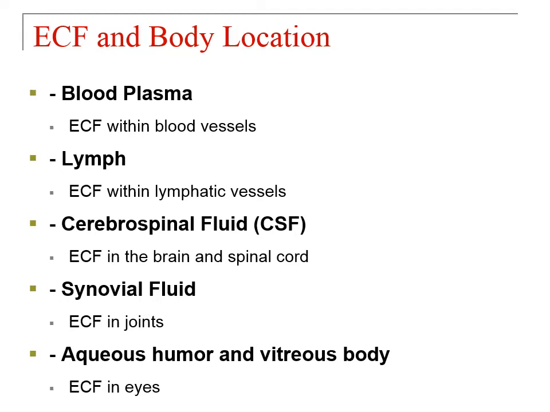We'll look at the eyes as part of the special sensory organs in the latter chapters of the nervous system. We'll talk about the aqueous humor as well as the vitreous humor, also known as vitreous body. So there's extracellular fluid found in the eyes.